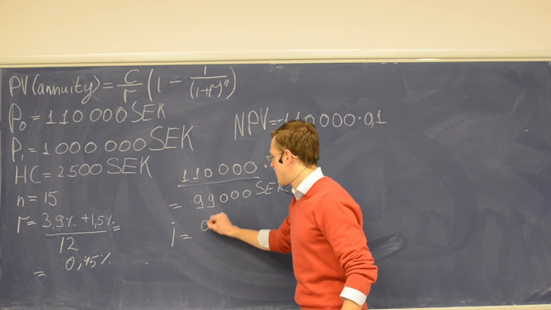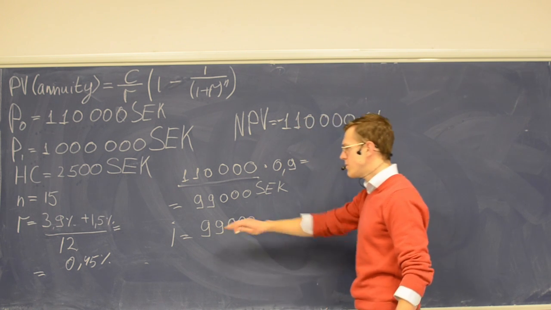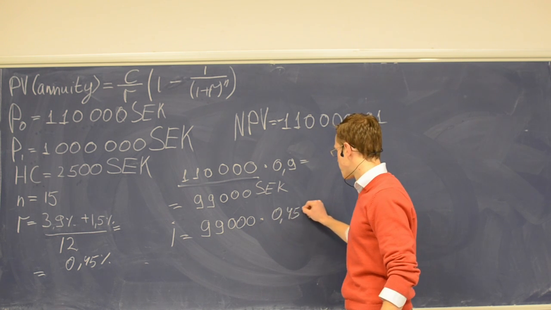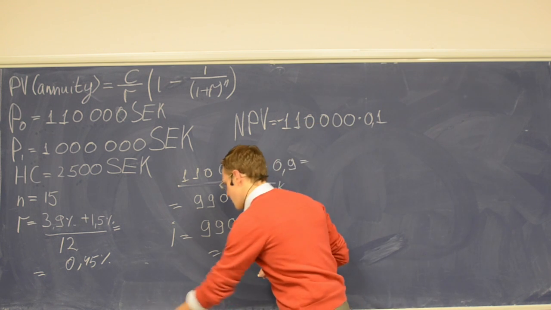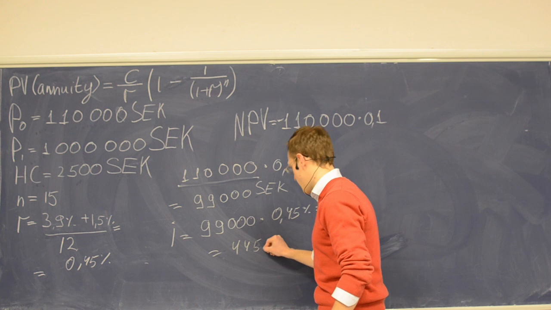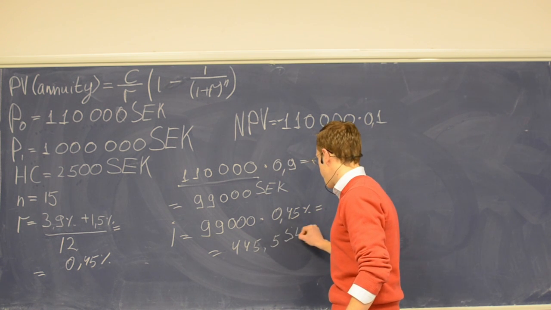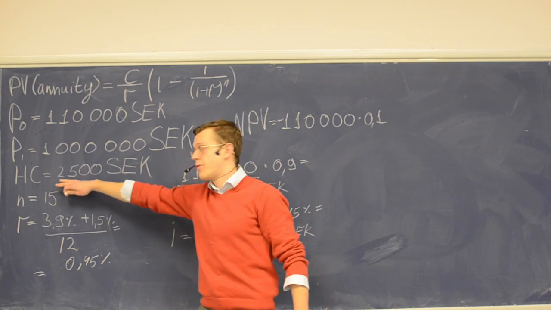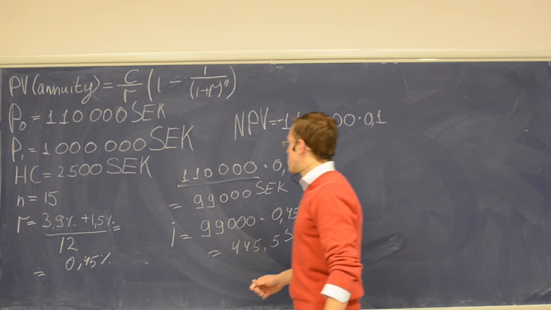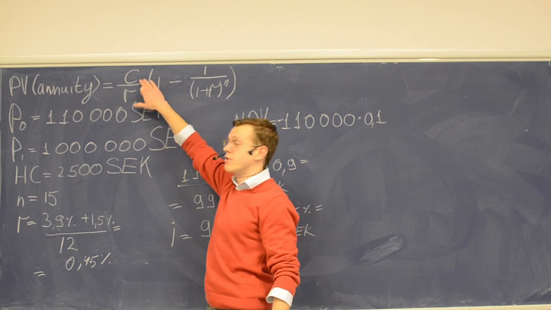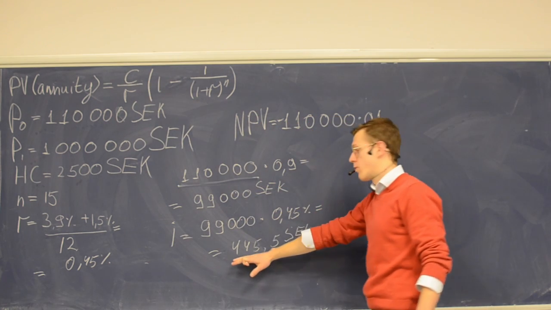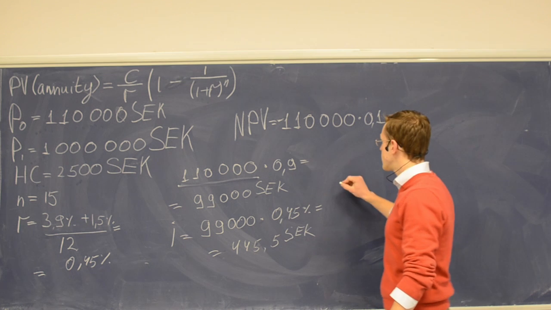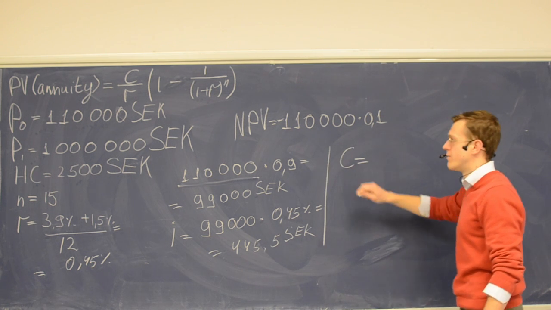The monthly interest payment, let's call it I, would be equal to the 99,000 multiplied by the interest rate, which is 0.45%. And this gives you 445.5 crowns per month. But also, in addition to this, because you live in your own apartment, you have to pay an additional 2,500 crowns per month. So the C we're going to use in this formula is going to consist of the interest payment, which is 445.5 crowns, plus 2,500 crowns. Then the C is going to be equal to 2,945.5.